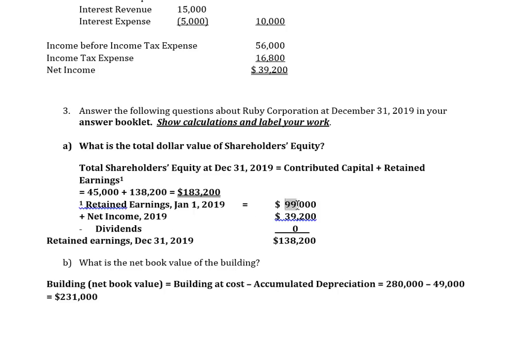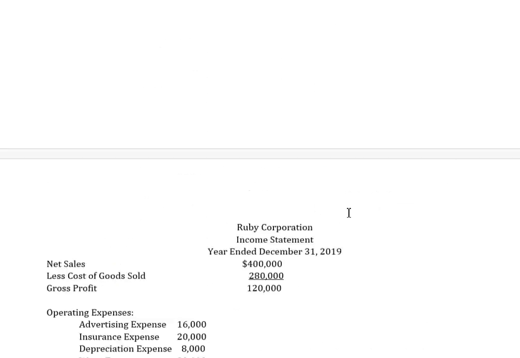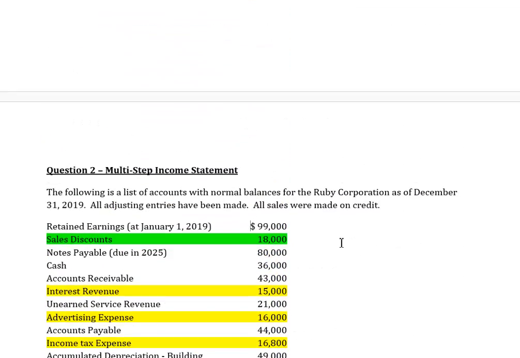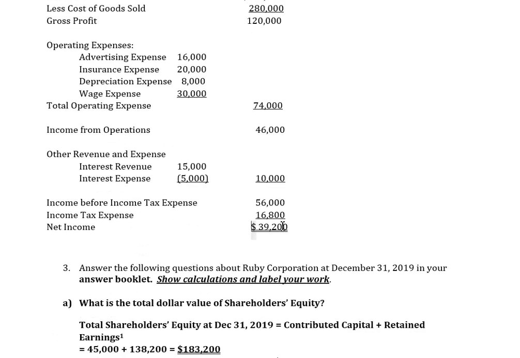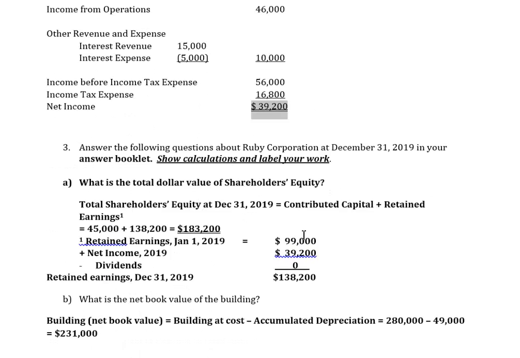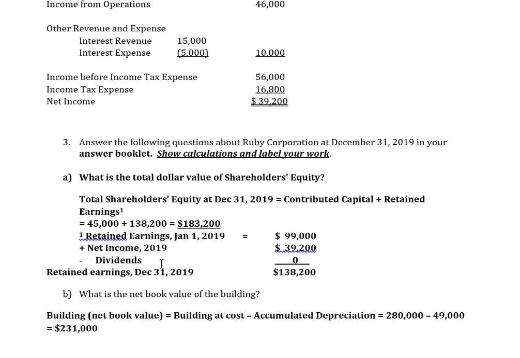So we look at our retained earnings to start, which we were given in the trial balance was $99,000. To that we're going to add our net income, which we calculated as $39,200, and because we didn't have any dividends that were declared, that's zero. So our ending balance of retained earnings at the end of December 2019 is $138,200. When we add that to $45,000, we get shareholders' equity in the balance sheet at December 31st, 2019 of $183,200.